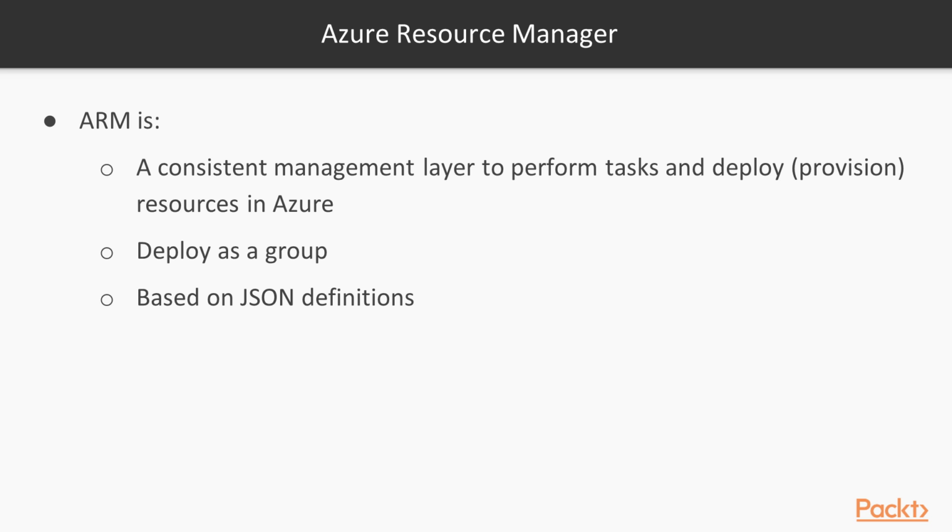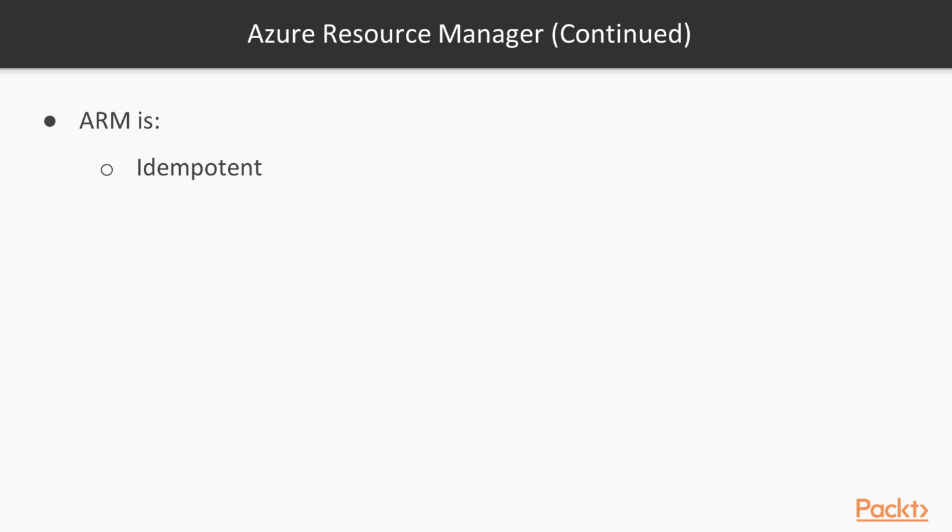It is based on definitions, which are the templates. They are written in JSON format. It's a declarative format, as opposed to usual scripts in PowerShell, for example. It's idempotent. That means you can execute consecutively the same template on the same target, and it will increment the deployments. It will add new resources if needed. And each time the result will be exactly the same, no matter how many times we execute this template.